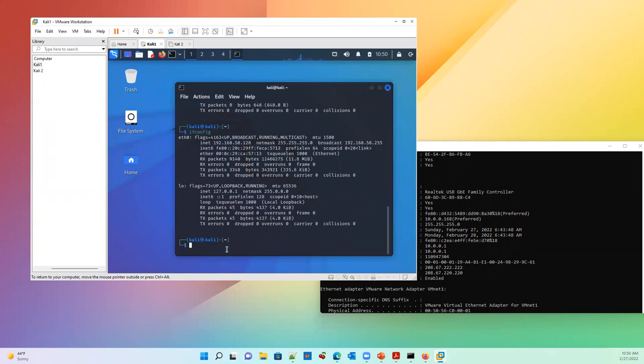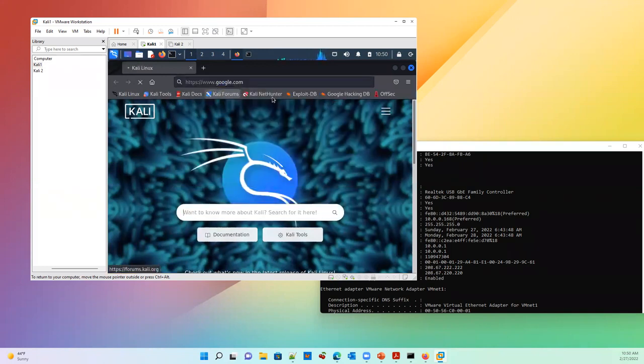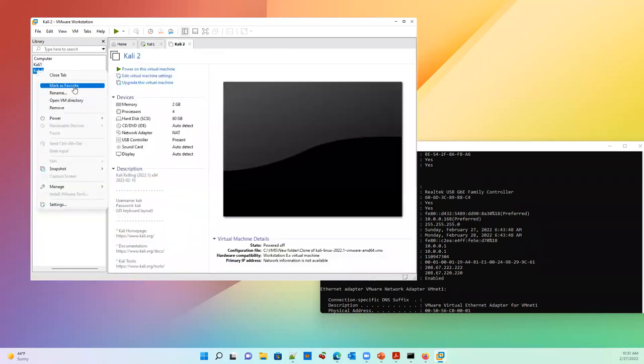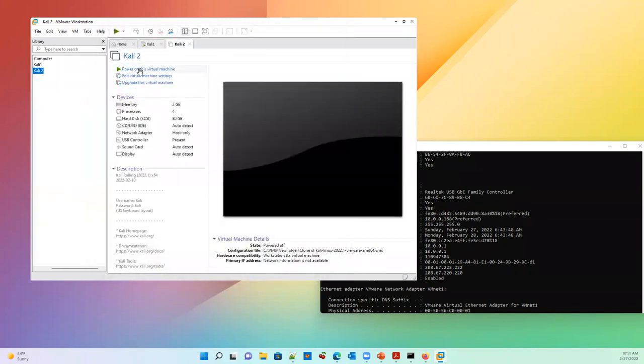Let's check. No, you get a different IP address. What do you get? 58, right? Okay. Let's ping, let's go to the internet. You can't go anywhere. You're stuck. See? Basically, your network is isolated. So if you have another Kali, let me change its settings, network adapter, to host only, and then power it up.